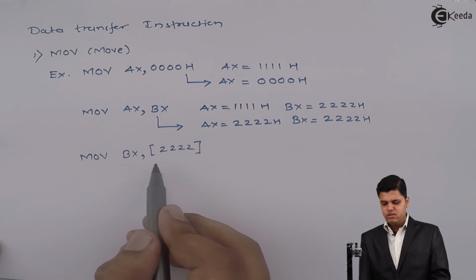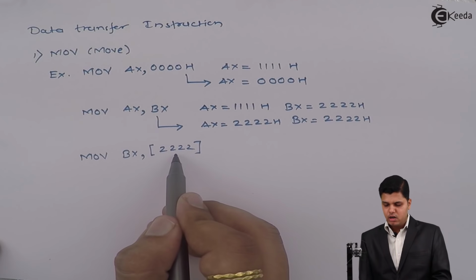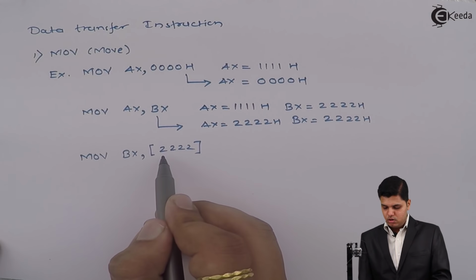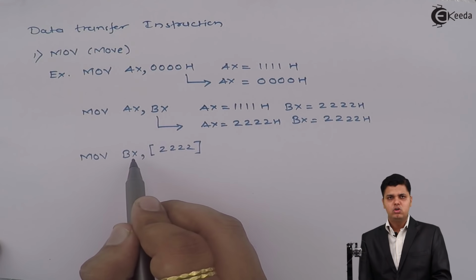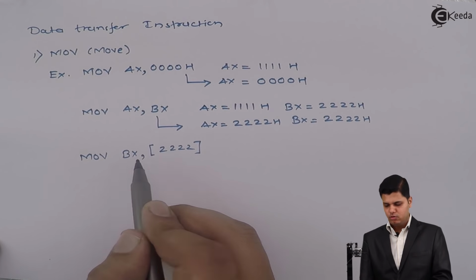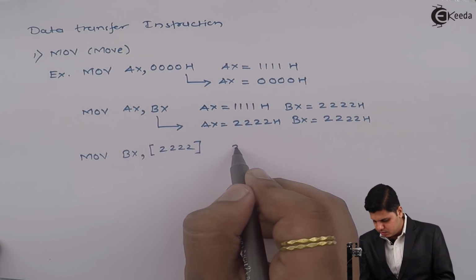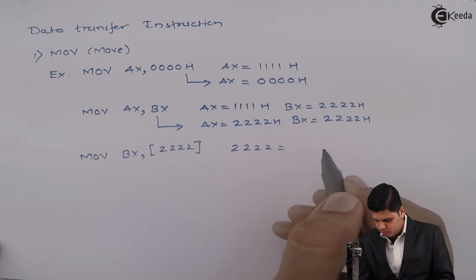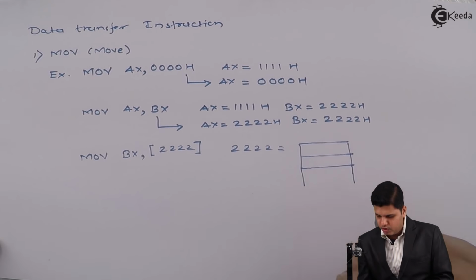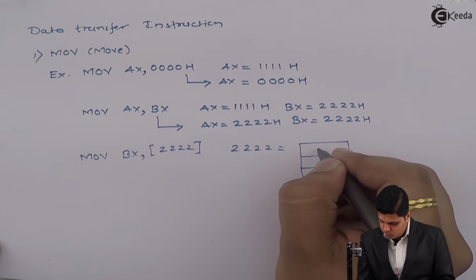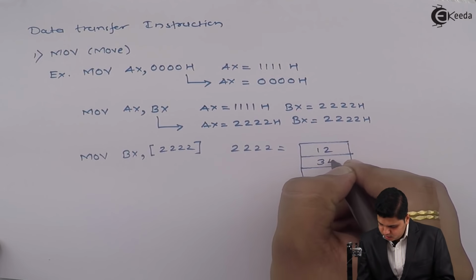Now what this instruction says is that the contents of the address 2222 should be copied to the BX register. Now we will take again example 2222. This memory carries two values, for example 1, 2 and 3, 4.